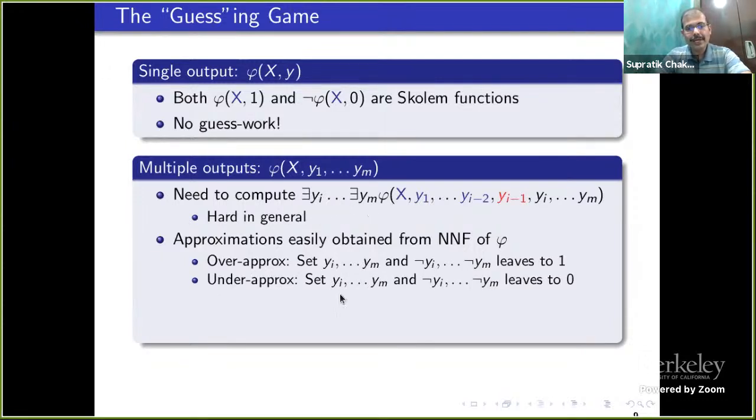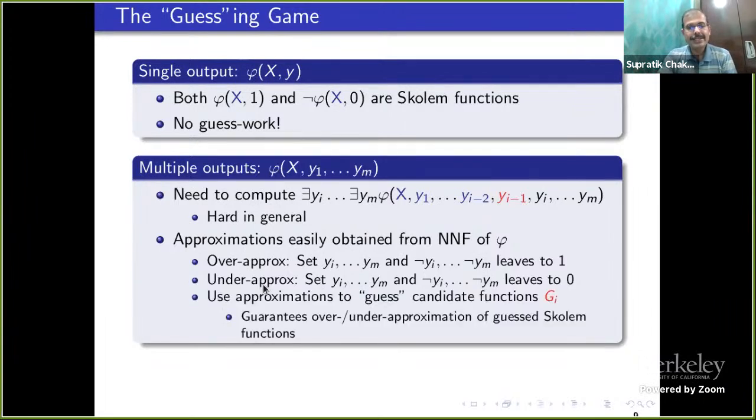And if you set the yi through ym leaves and the negation yi through negation ym leaves to 0, this is kind of strange because I'm not treating yi and negation yi as negations of each other. I'm setting all of these leaves to 0, but it's okay to do this if I have the NNF form of the formula. And then this gives the under approximation. And then I can use these approximations instead of the actual existentially quantified formula to guess the candidate functions gi. Of course, if I start with an over approximation, I'll get an over approximation of the candidate function. If I start with an under approximation, I'll get the under approximation, depending on which one of these I'm using.